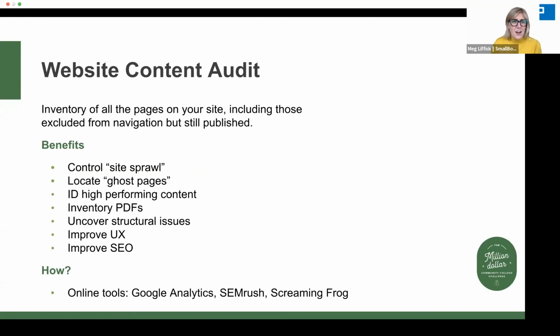Some of the benefits are that it helps you control site sprawl. Over time, more and more pages proliferate, right? More and more of those other contributors just keep adding pages. So make sure that you pull back on that where possible and analyze what pages have been created. It helps you locate ghost pages. Ghost pages are pages that people are going to that are maybe unindexed, or not in your menu structure, or you don't even know they exist, but they're getting a lot of traffic for whatever reason. It helps you ID high performing content.